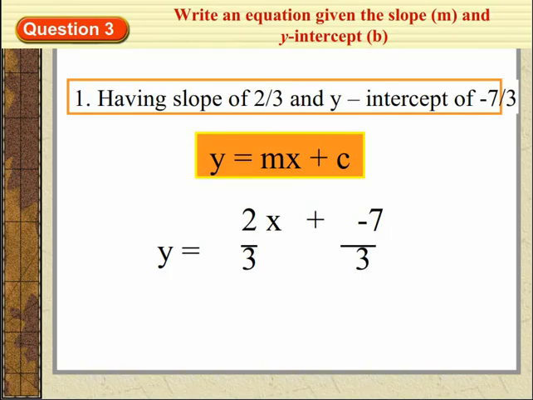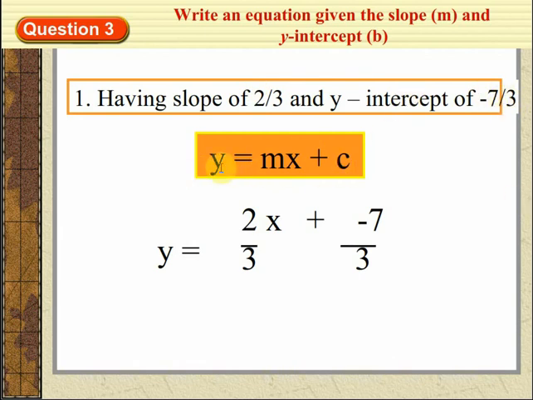Next, moving on, question number 3. Write an equation given the slope and the intercept, the slope-intercept form. The previous question was the point-slope form, and this question is the slope-intercept form. Slope-intercept form means this value is the gradient and this is the intercept, the y-intercept. If we are given the slope, the gradient, and the y-intercept, how can we calculate the equation?